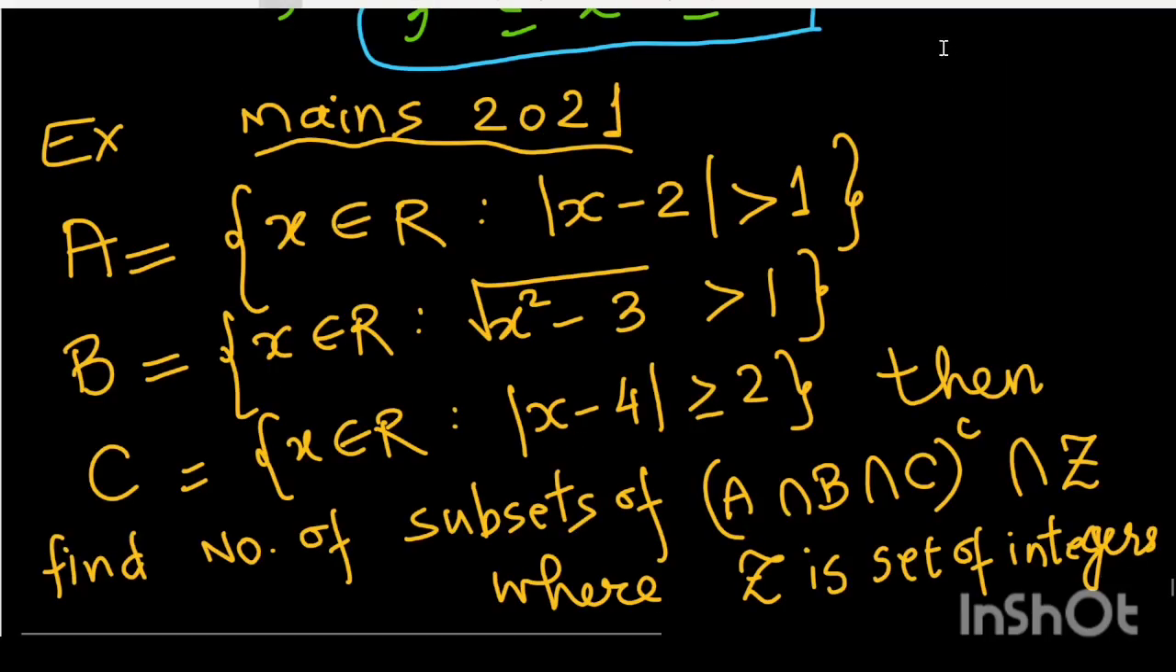So let's take another question from Mains 21. A, B, C are three sets. A is such that x belongs to R, satisfying this inequality mod x minus 2 greater than 1. B is another set satisfying under root of x square minus 3 greater than 1. And C is a set satisfying mod x minus 4 greater than equal to 2. Then we have to find the number of subsets of A intersection B intersection C whole complement intersection Z, where Z is set of integers.